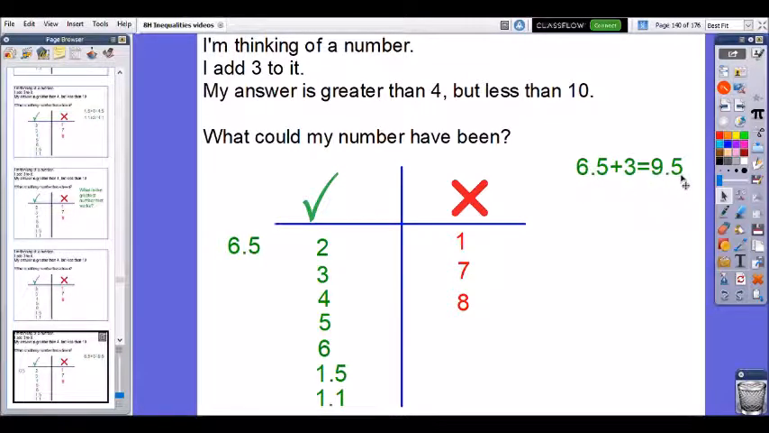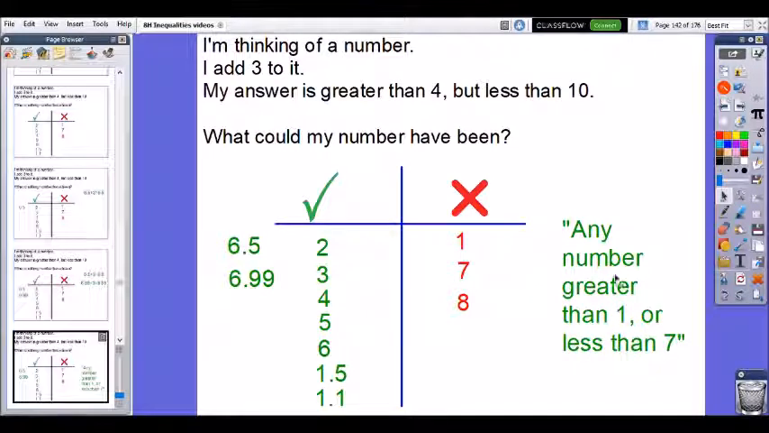6.5 and 3 gives me 9.5. That is still less than 10, so 6.5 works. I could go higher than that. I could go 6.99. Add 3 to it, that gives me 9.99, and that is still less than 10. I can keep that going. I can get infinitely close to 7. But as soon as I hit 7, that problem doesn't work anymore.